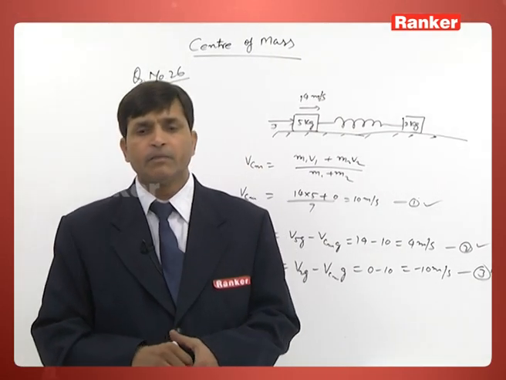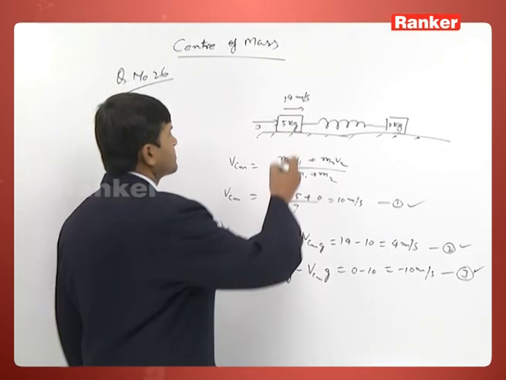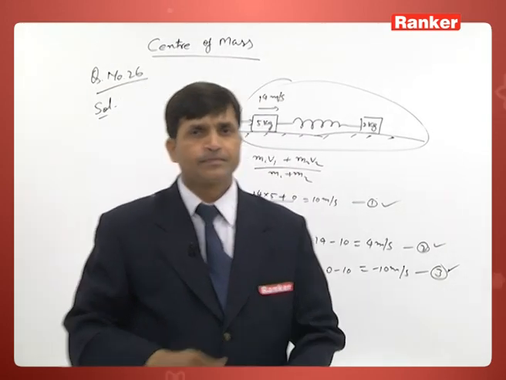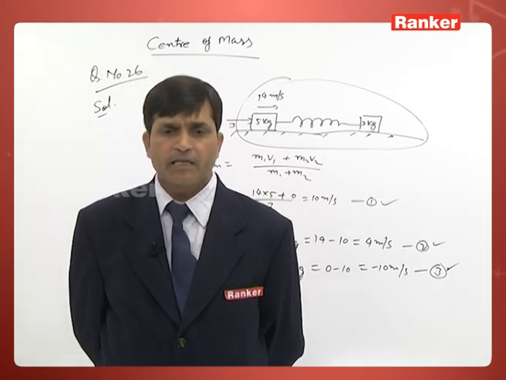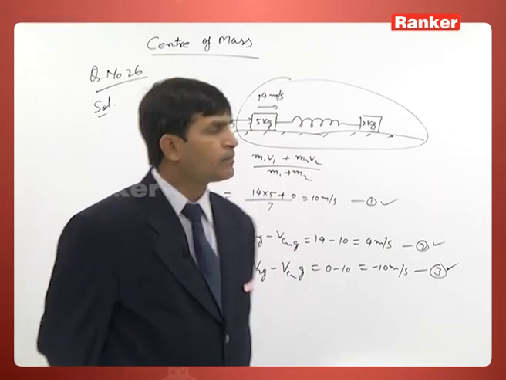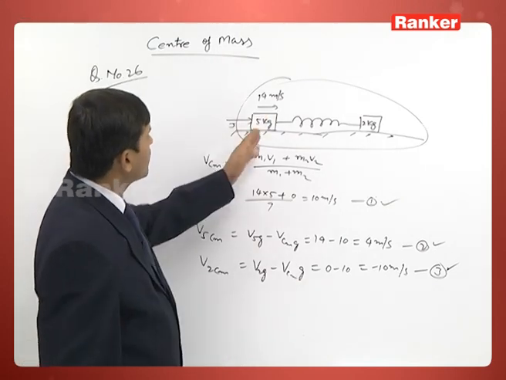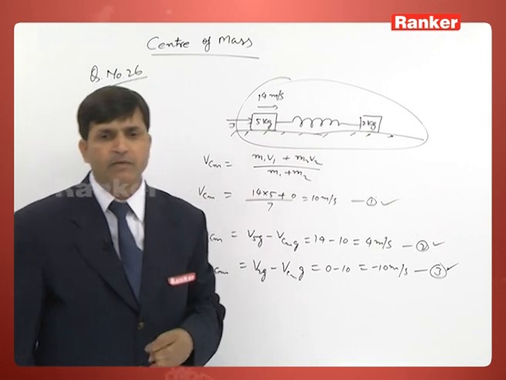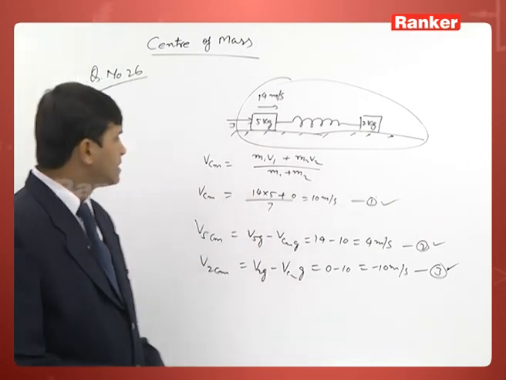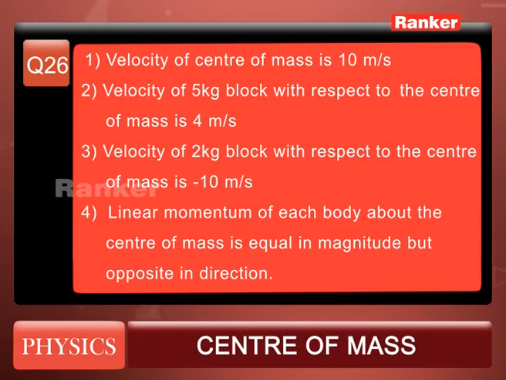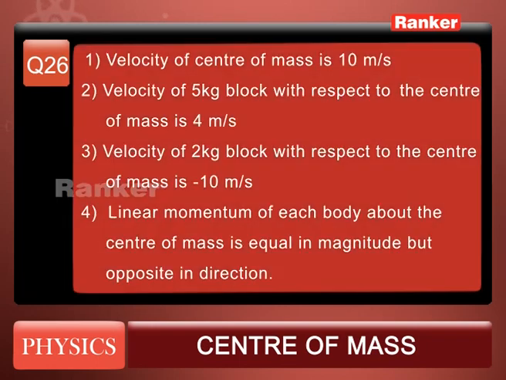Now, linear momentum of each body. If we are considering both the blocks as a system, in this system there is no external force acting, so the momentum of the system will remain constant, or remain 0. So, whatever the momentum of this, same momentum of this, but in the opposite direction. So, our fourth option is correct. So, our correct options are 1, 2, 3 and 4. All are the correct options. Hence, answer is 1, 2, 3 and 4.